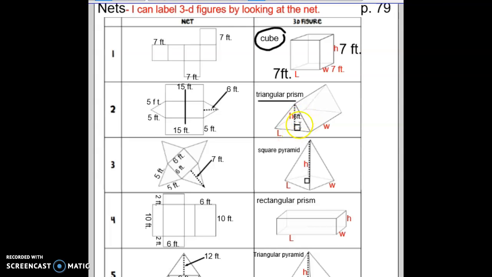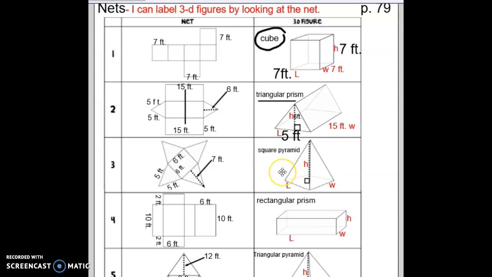So we've already got our height. The length of the triangle, of each triangle, is 5 feet. So if you'll go ahead and label that. And then the width of the triangular prism is 15 feet. Make sure that you have labeled all 3 dimensions on your 3-dimensional figure.